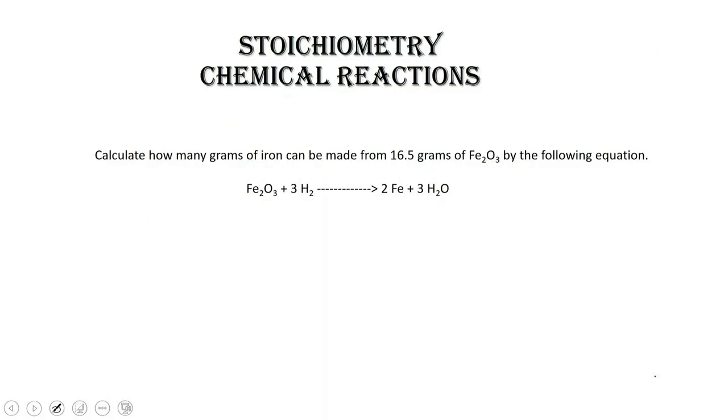All right, one last problem for you to try on your own. Calculate how many grams of iron can be made from 16.5 grams of iron(III) oxide by the following equation. 1 mole of iron(III) oxide reacts with 3 moles of hydrogen to produce 2 moles of iron and 3 moles of water. Pause the video, solve this problem on your own, and you can come back and check to make sure you got the answer correct.